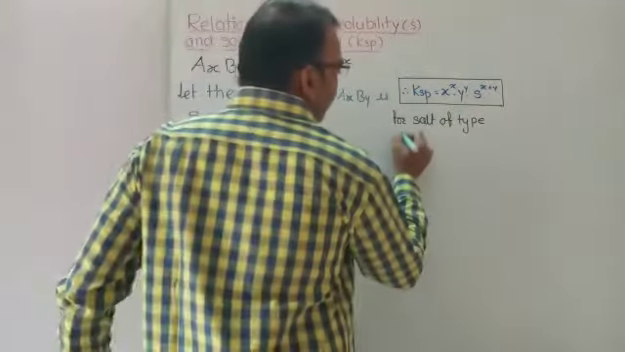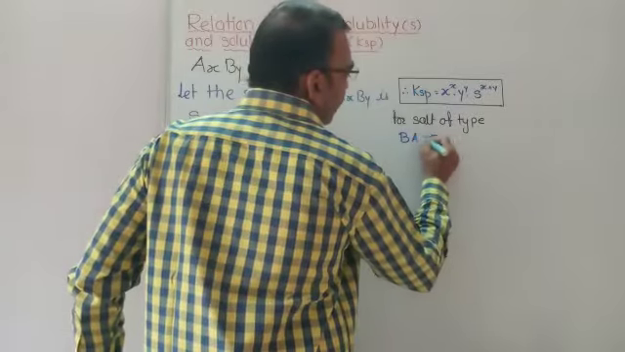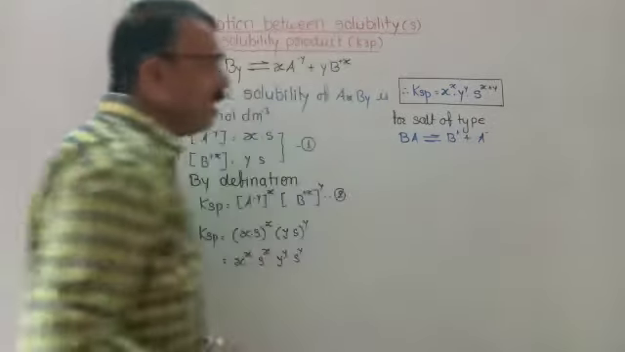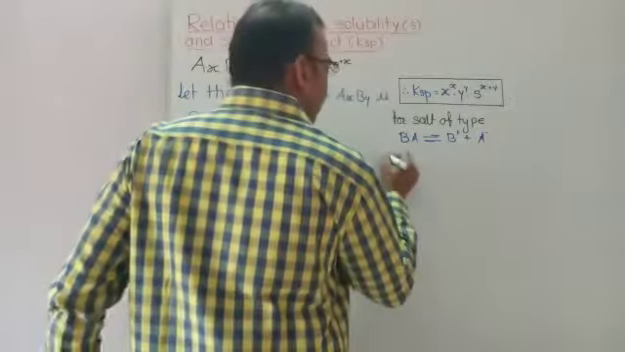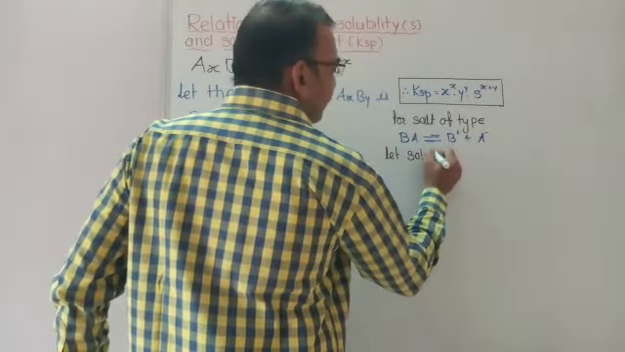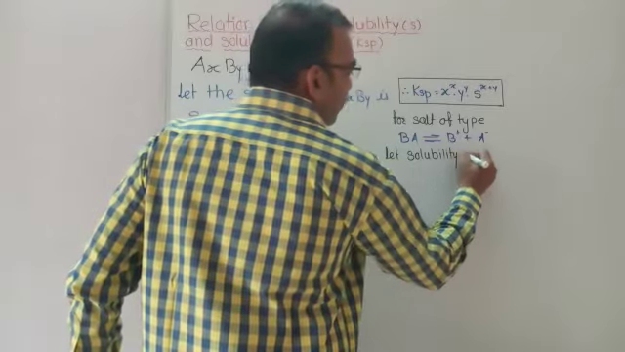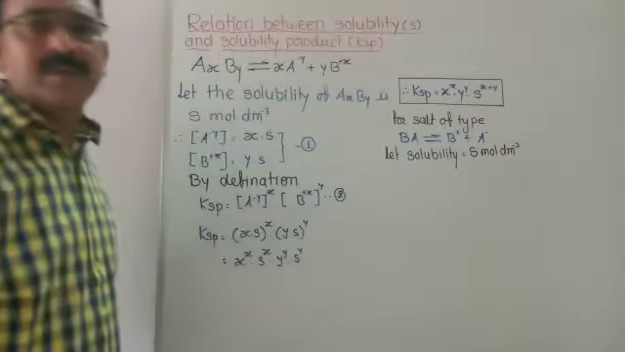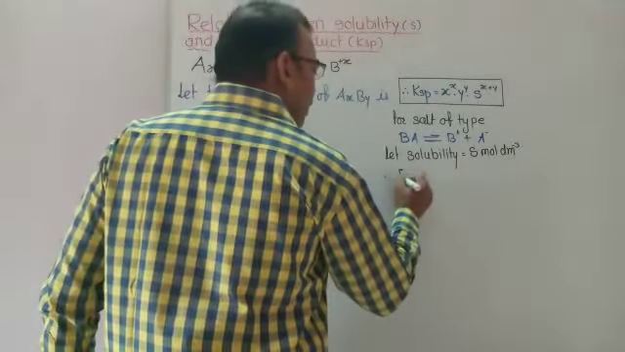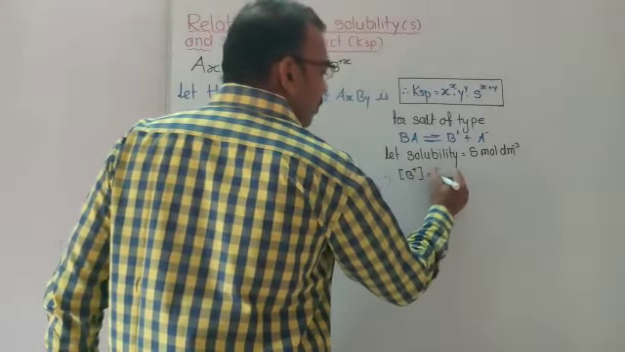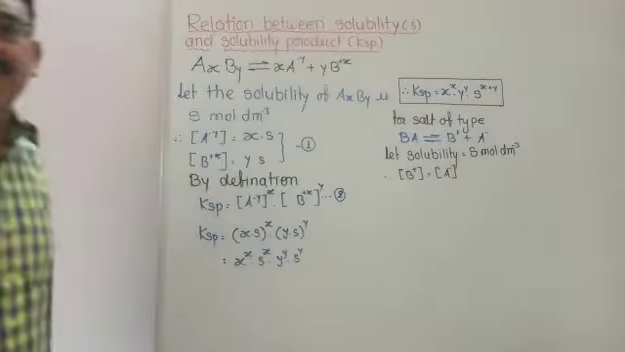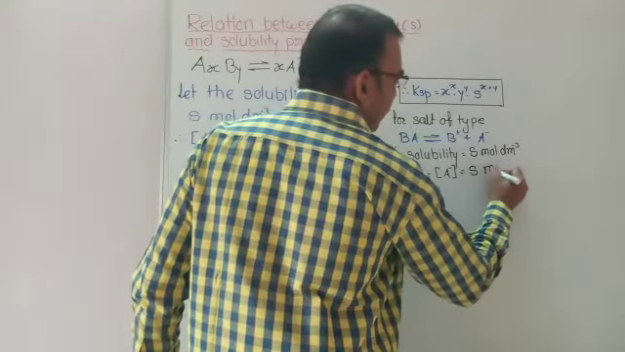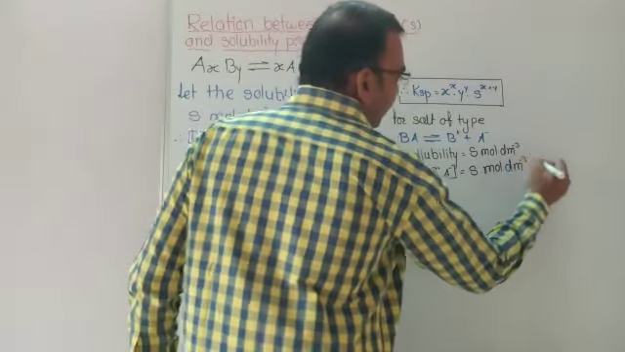Whereas for the salt of type AB, which dissociates to give B positive ion plus A negative ion, again let the solubility be S mole per dm cube. Therefore, the concentration of B positive ion is equal to the concentration of A negative ion, which is equal to S mole per dm cube.